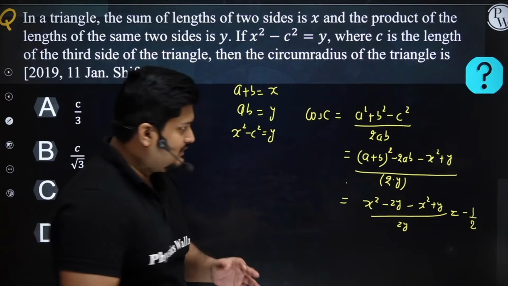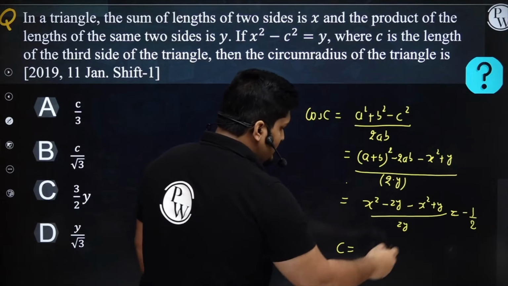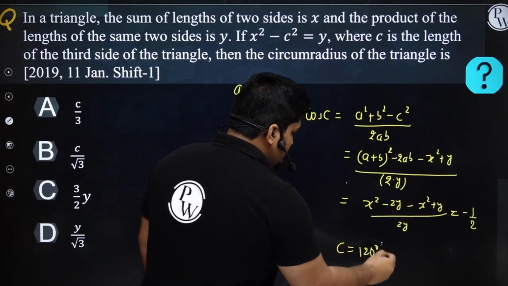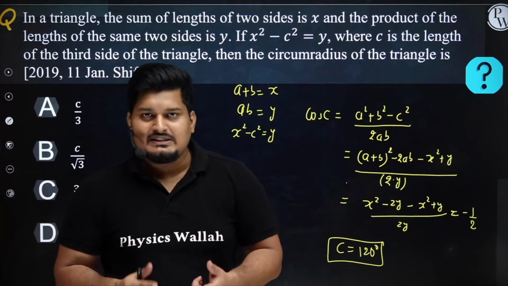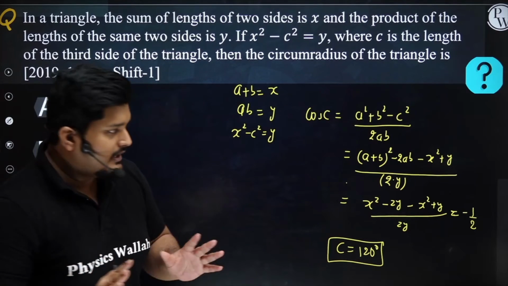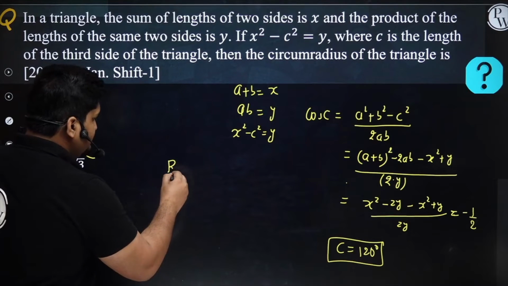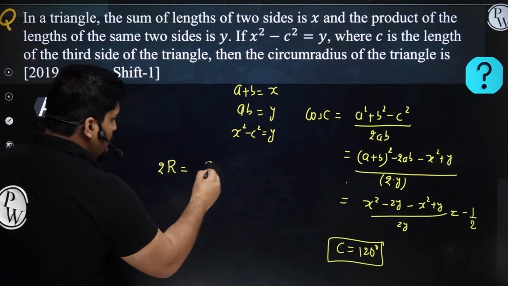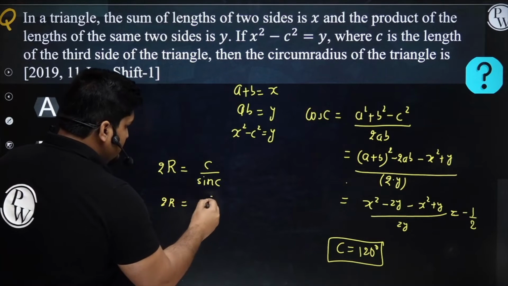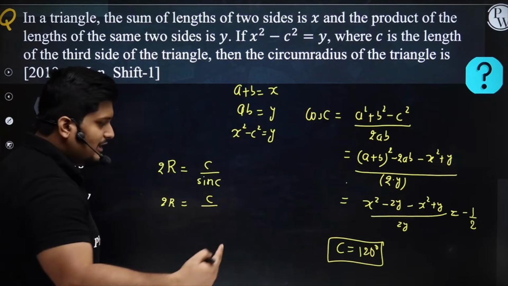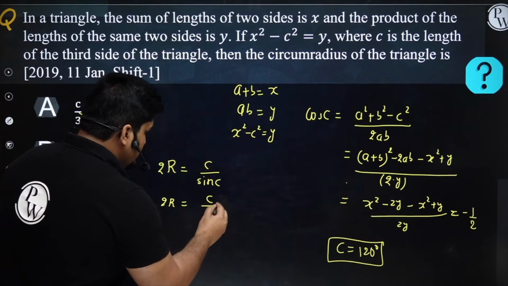Cos C is minus half. So what is angle C? Angle C must be pi minus 60, which is 120 degrees. So the moment we got C, the job is done. Why? Because you can see the answer is in terms of C. So what is R? 2R is C upon sine C. So 2R is equal to C upon sine 120. What is sine 120? It is sine 60, which is root 3 by 2.